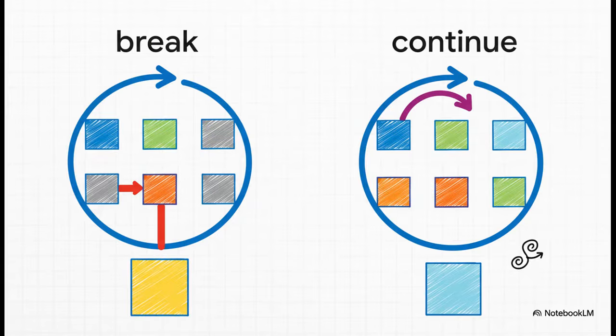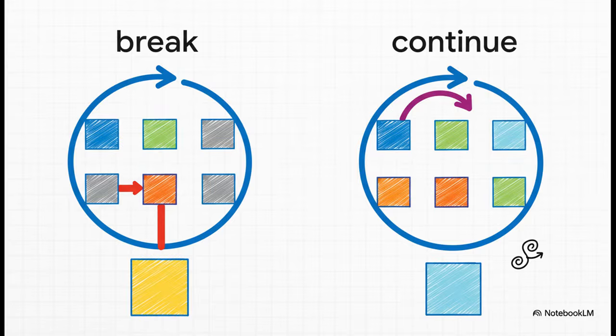The break statement terminates the loop immediately. The program just jumps out. The continue statement, however, only skips the current round or iteration and jumps to the top of the loop to start the next one. And for that final touch, add the analogy, break is like leaving the game completely, while continue is just skipping your turn.